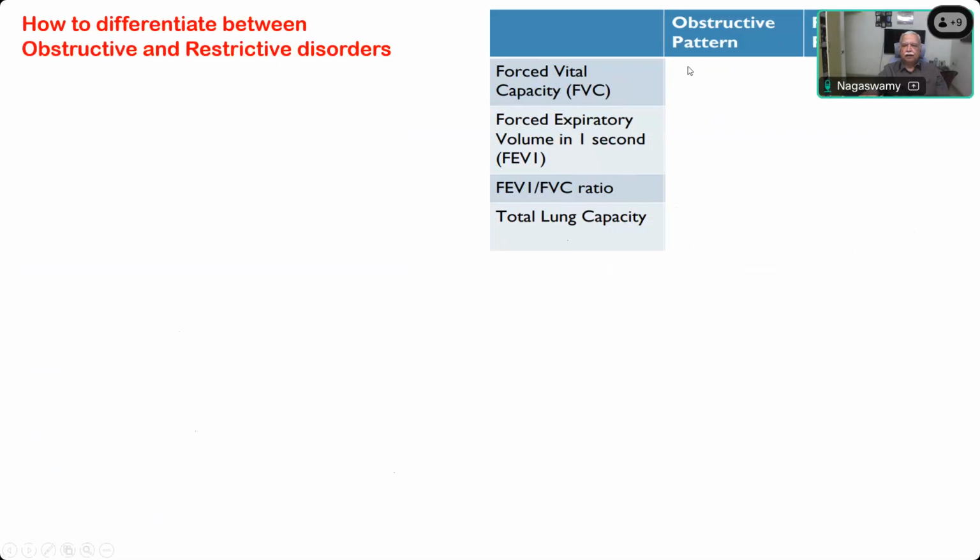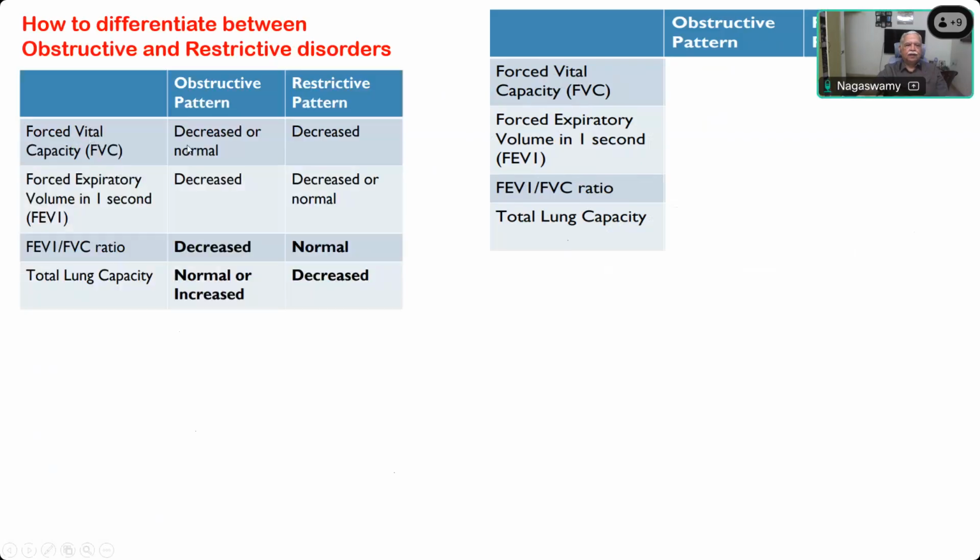Whereas in restrictive, how do you differentiate it from obstructive? FVC will be low. FEV1 will be low. The ratio will be normal or increased, more or less normal, even sometimes better than normal. And TLC will be reduced. Okay, so that is how you simply make it out.